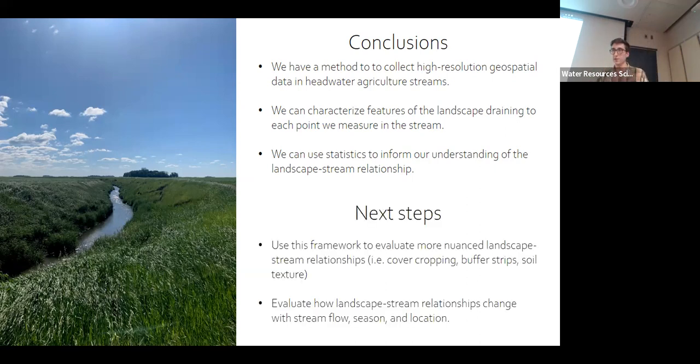The next steps are to use this analysis framework that I've presented as a way to evaluate some of these more nuanced landscape-stream relationships, like potentially what is the effect of cover cropping, buffer strips, or soil texture on nitrate concentrations in the stream, and how these landscape-stream relationships change with flow, season, and location in the watershed.